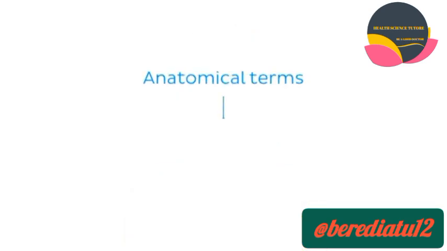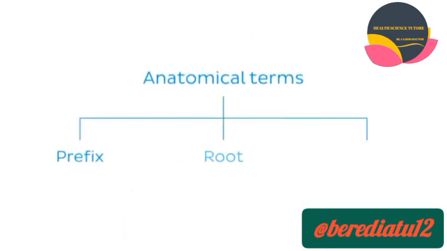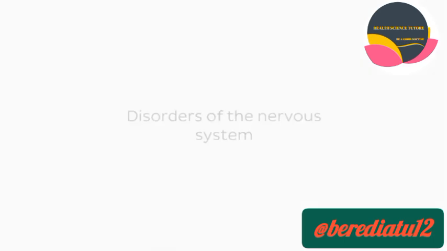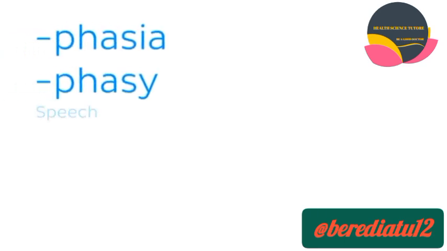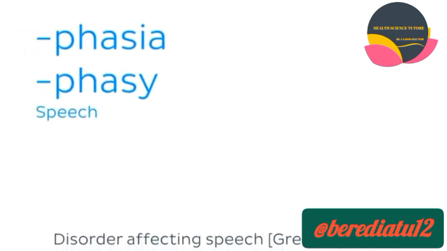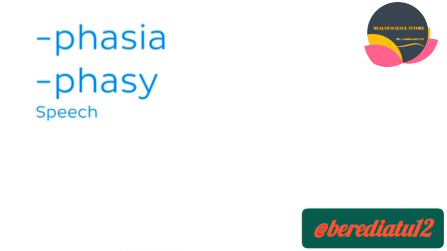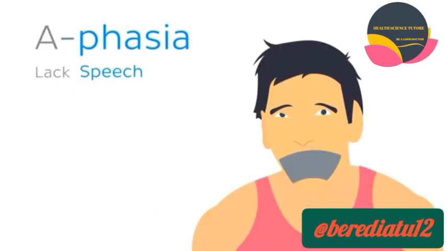Let's change things up a little and take a look at some common suffixes or word elements which describe disorders of the nervous system. We'll begin with the suffixes which describe conditions related to our ability to communicate. Beginning first with phasia or phasie, which refers to a disorder affecting speech, as in aphasia, a condition manifesting in an inability to speak or communicate.